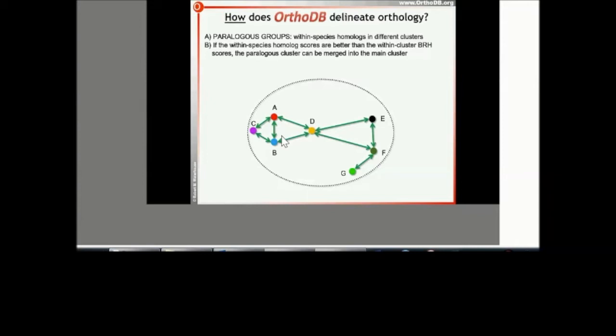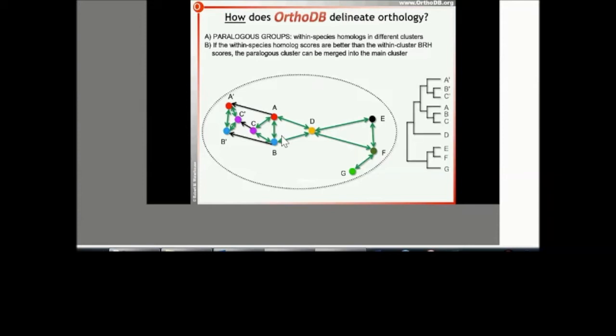So here we have our core cluster, and we have another smaller cluster that contains 3 genes, but also from species A, B, and C. These 3 are homologous to the genes in the main cluster. And the scores between A and A prime, and B and B prime, and C and C prime are better than the best reciprocal hit scores between A, B, C, and any of D, E, and F. Therefore, this triangulated A prime, B prime, C prime cluster can be merged into the main group.